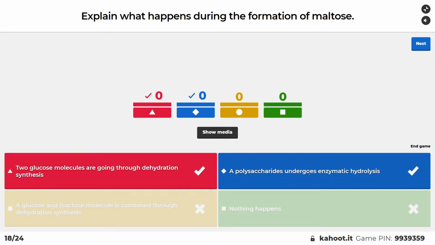Okay, so definitely we can rule out D. That's obvious. But first thing, remember what dehydration synthesis is and hydrolysis. Hydrolysis is when you take it apart. Dehydration synthesis is when you put it together. Correct me if I'm wrong. Yep, you're right. And C is wrong because that's just another memorization thing. Glucose and fructose does not make maltose.